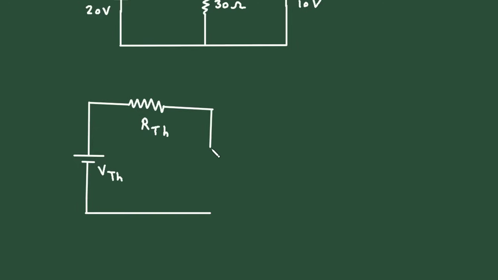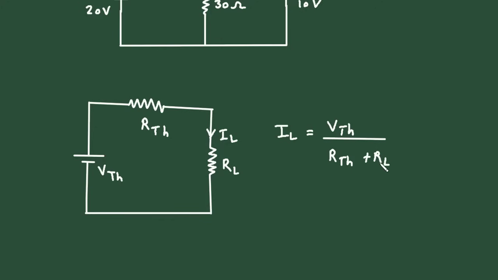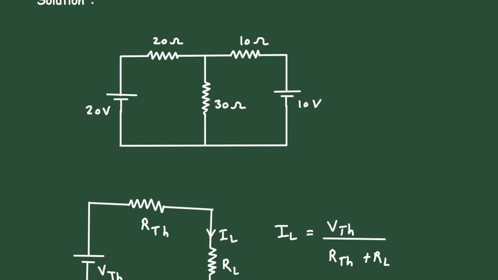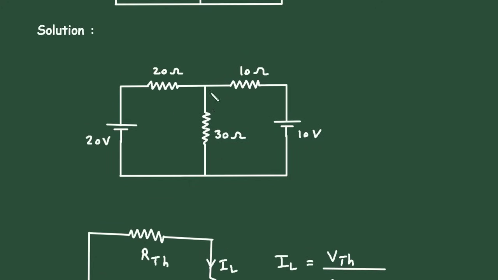And this is RL and this is IL. IL is equal to VTH upon RTH plus RL. Now here, let's solve this. Here we can see the RL value is 30 ohm.